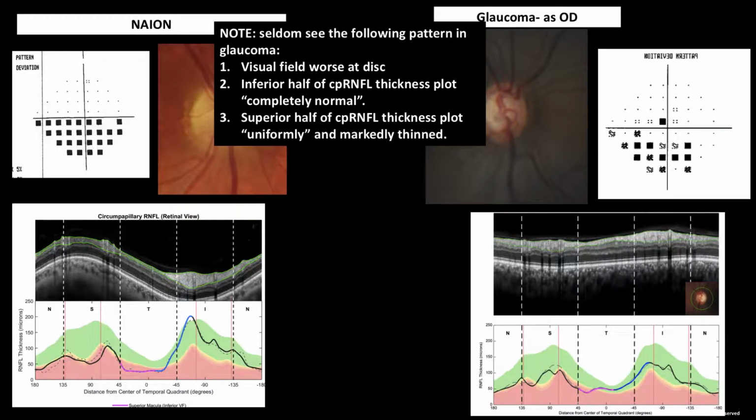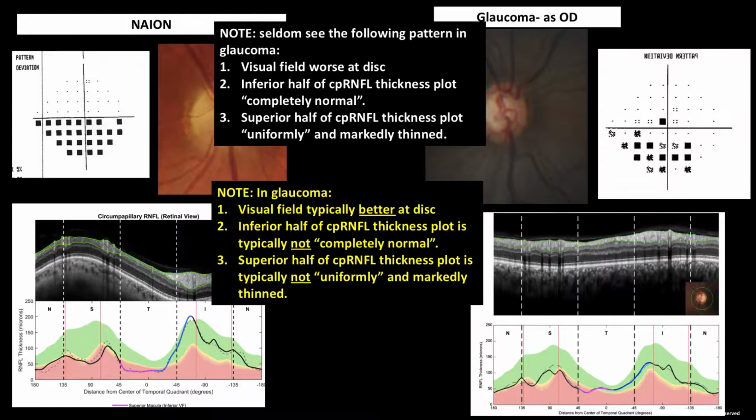Okay, so here's ION versus glaucoma, just to make the points. Notice that in this particular case here, the defect is not worse at the disc compared to ION. This thickness is down compared to ION. And this thickness here has some variation in it, although I'm not going to push that point.